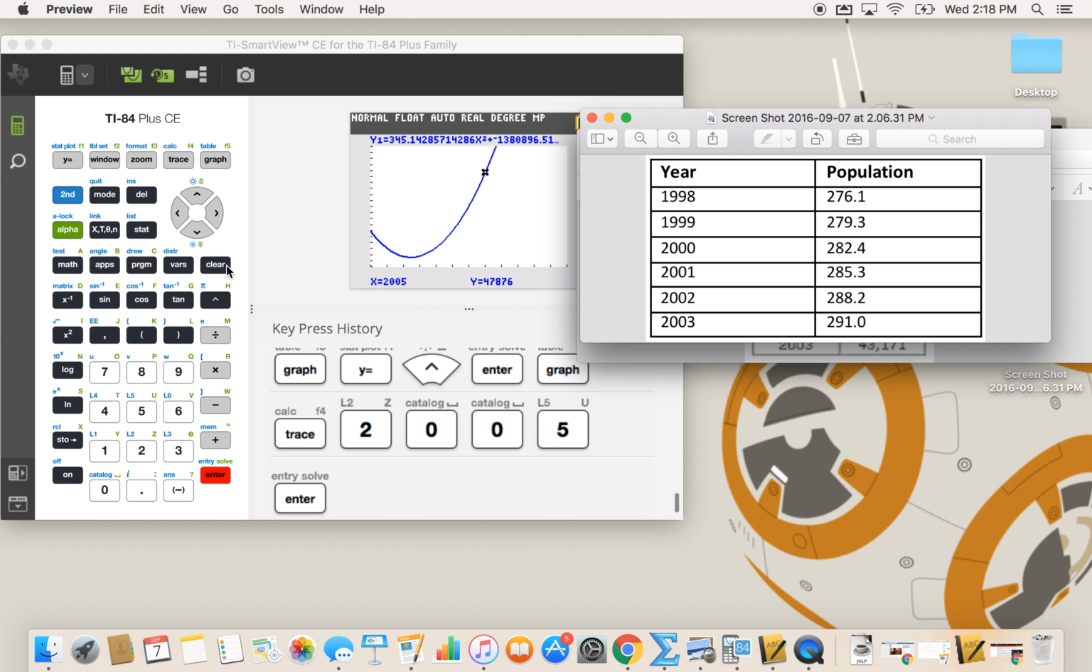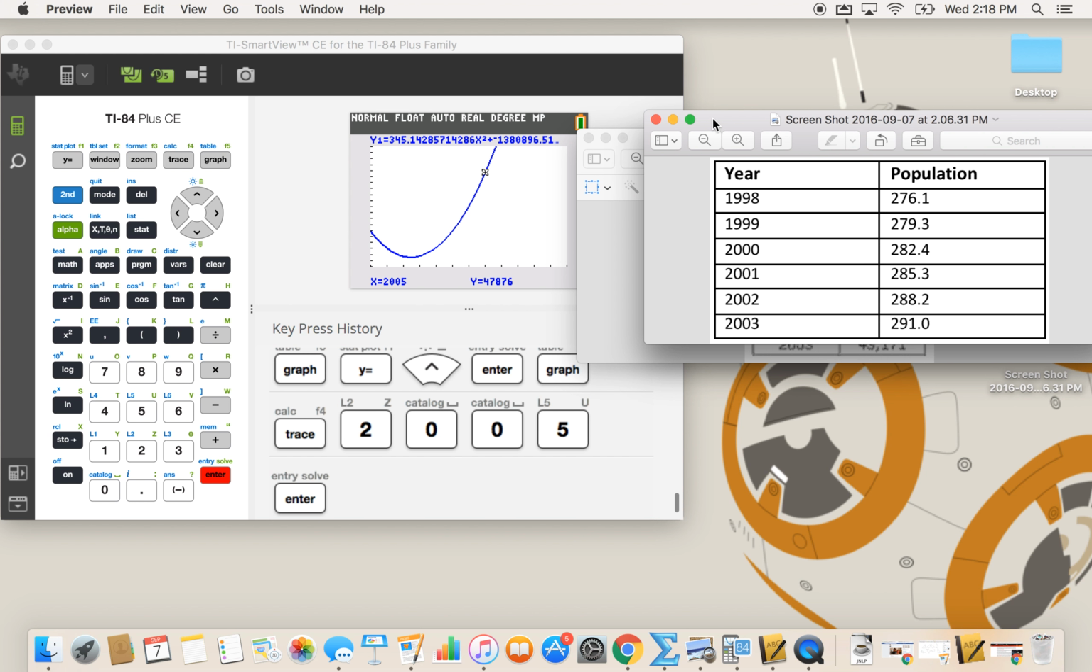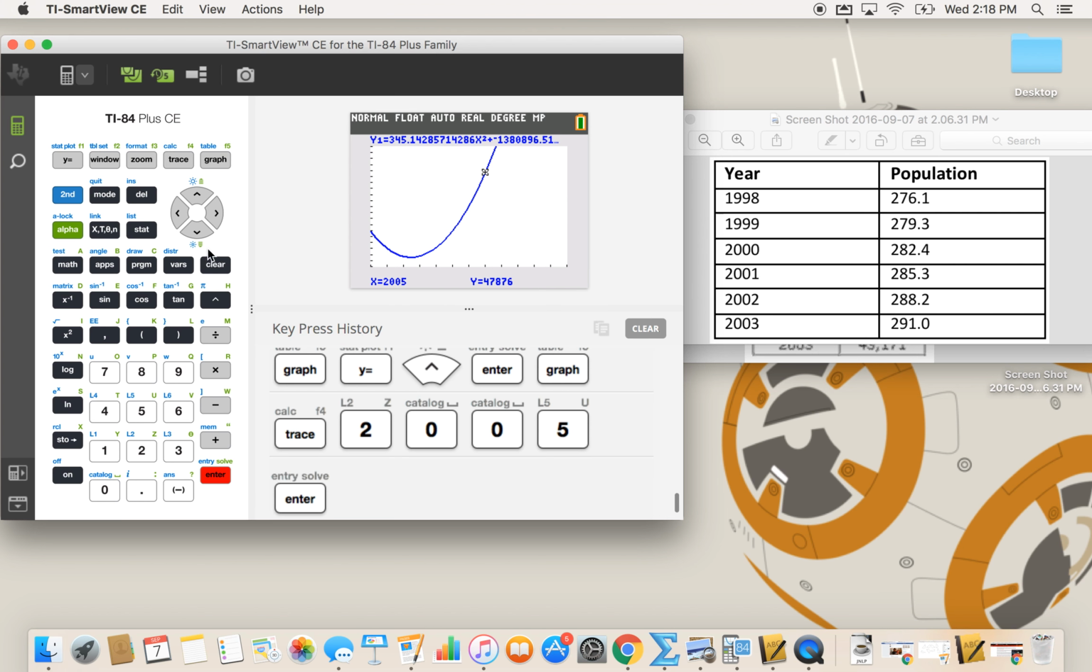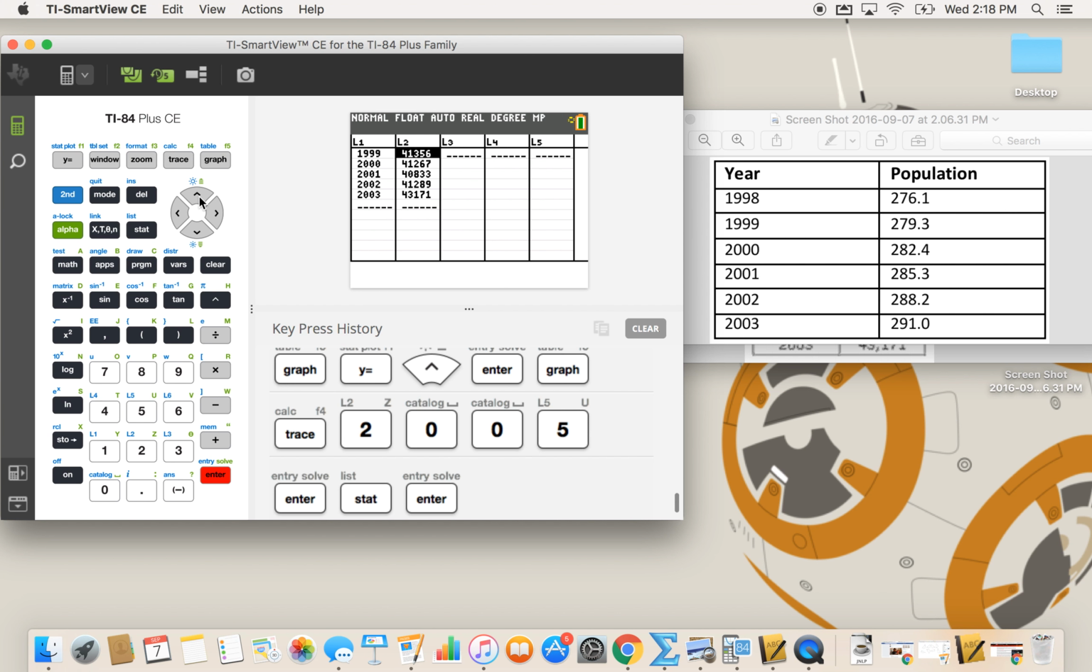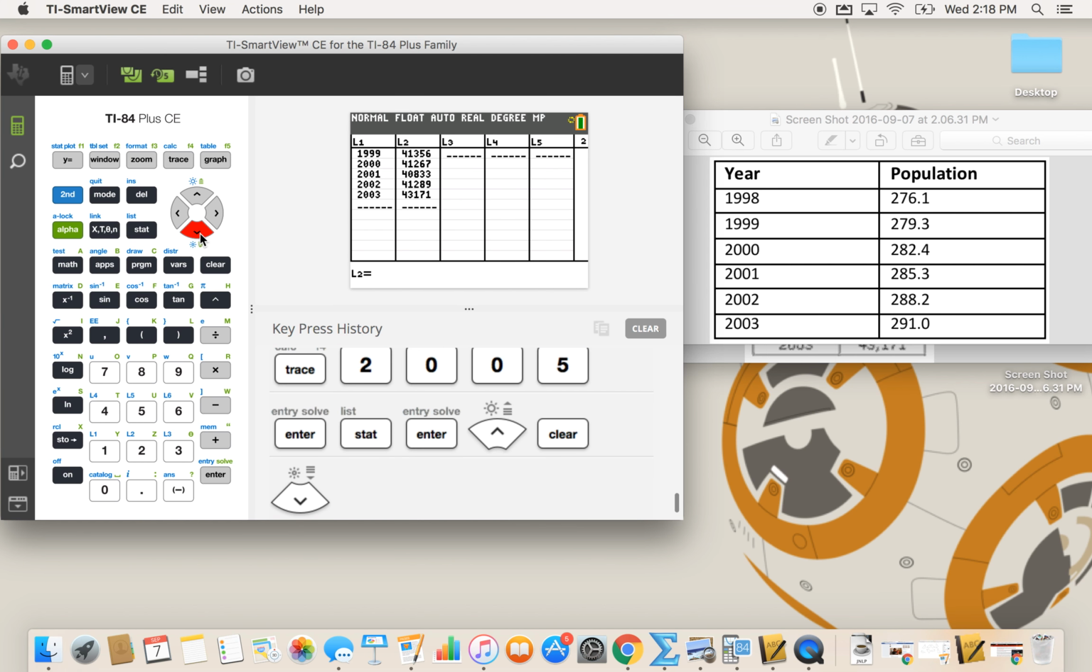Okay, so let's look at the one we saw today in class. Here is some data. It doesn't tell you what it is, but there are years and population, so it's some kind of population growth. So I go into my stat edit. Now, if I have stuff in these already, I go up to L2, press clear and down. Don't press delete, because that will make the column disappear, and you'll have to reset it.